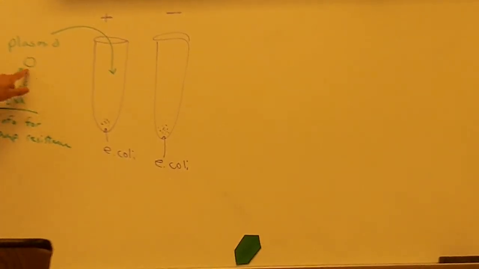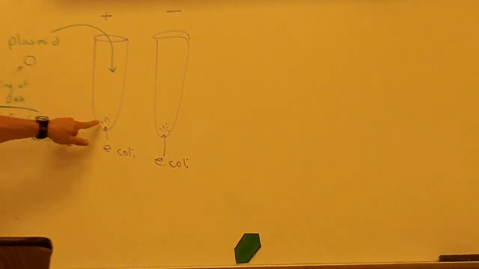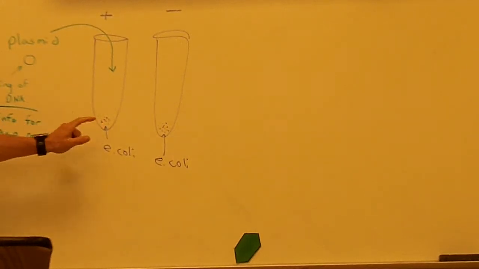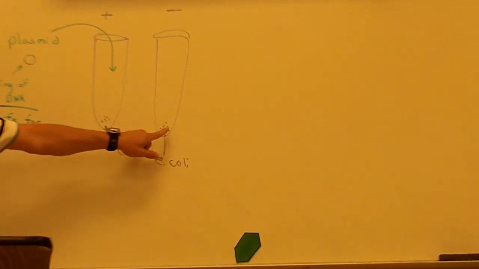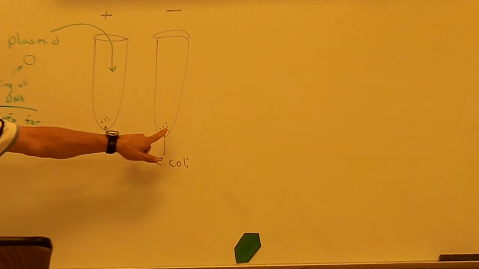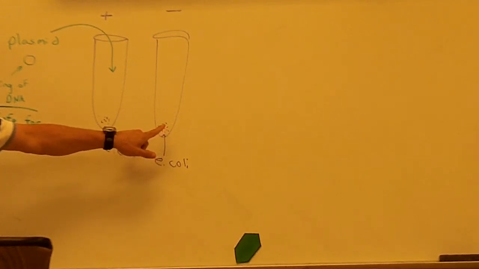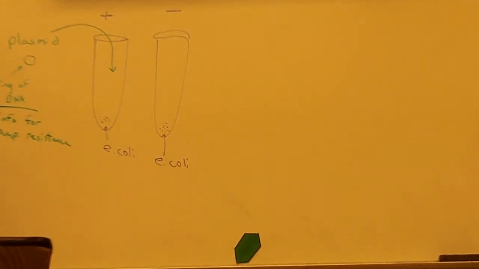But if you give that little information to that E. coli cell, it'll resist ampicillin. And ampicillin won't kill it. And now this E. coli is different than this E. coli, isn't it? See what I'm saying?